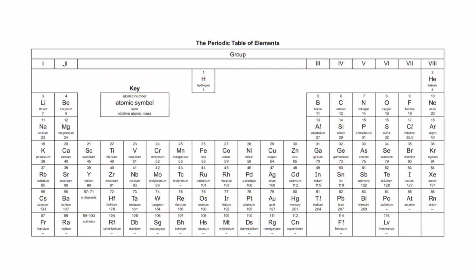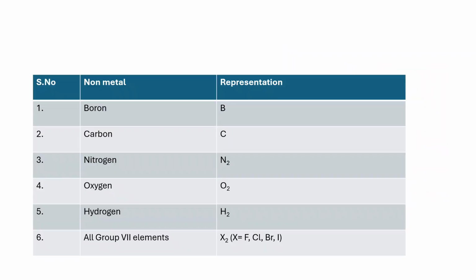So you don't need to be able to depict all the non-metals present in the periodic table in a chemical equation. There are only certain non-metals which are important from the point of view of an exam. This includes, of course, hydrogen, all the period 2 nonmetals, and all the nonmetals which are included in group 7. So let's see in the slide how to actually depict them in a chemical equation.